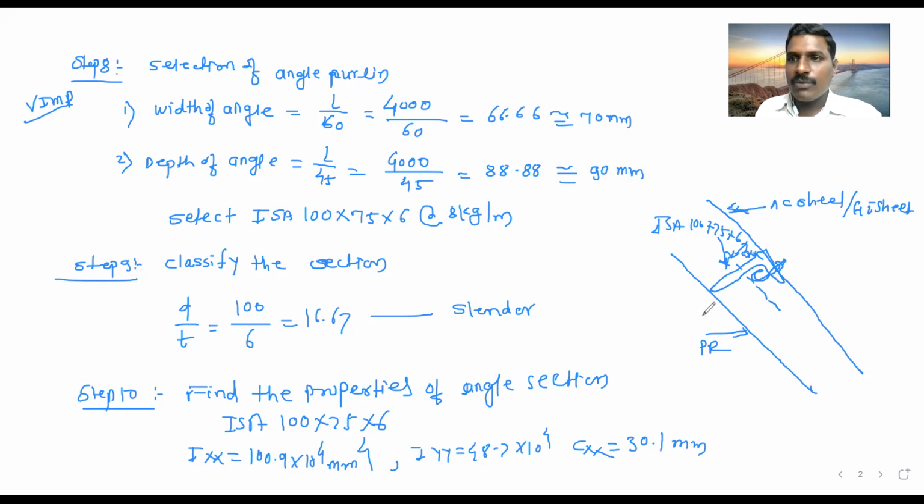So depth is 100, width is 75. So this is the sketch. You can draw the sketch. A sketch is nothing but whatever section we have used, you have to draw that section and give its dimensions and properties. If you are showing a bolted connection in the sketch, you have to show the bolt.